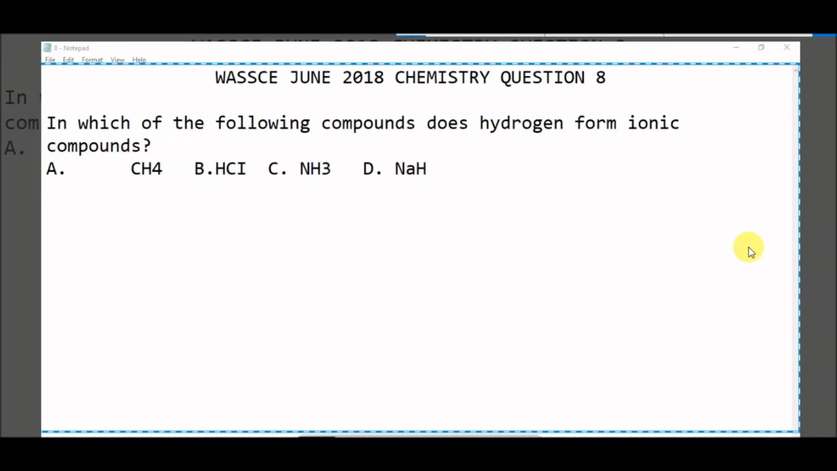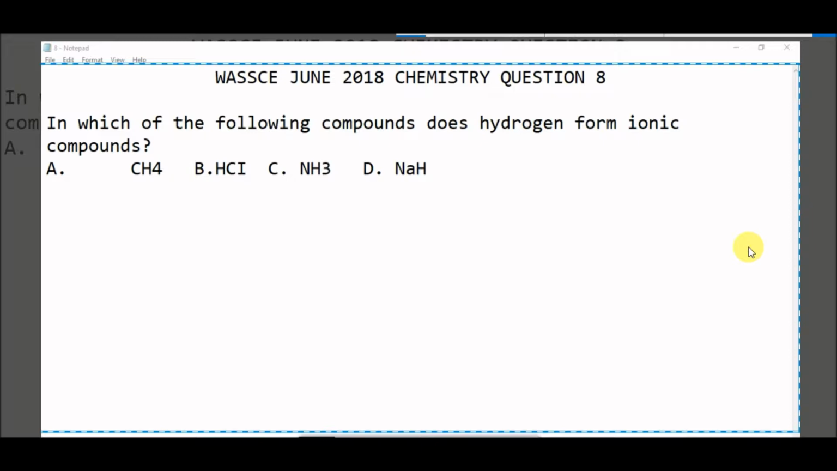Hello, welcome. Let's look at this question for WAEC Chemistry Past Question 2018, question number 8. In which of the following compounds does hydrogen form ionic compounds?